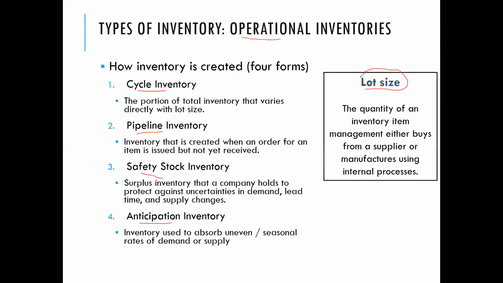Before I go into the definition of these 4 types, I first want to define a lot size. A lot size is the quantity of an item that a firm generally buys from a supplier. So for example, if you always order a quantity of 100 from a supplier, your lot size is 100. It's the typical or the usual order size. That is what a lot size is. So now that we have defined lot size, I'll circle back to our 4 forms of inventories.